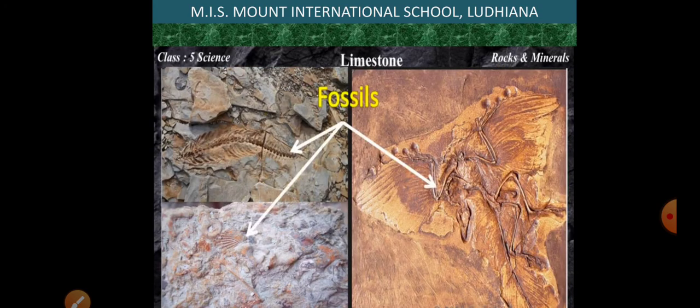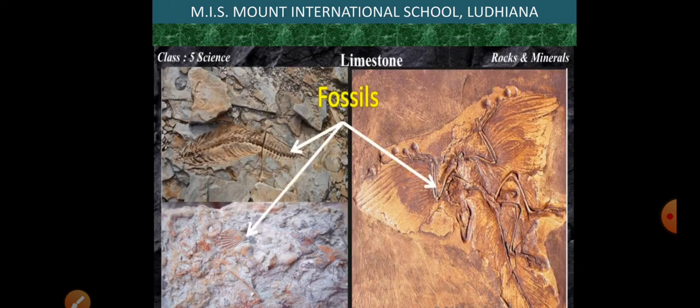So students, this is a picture which shows you how in some kinds of sedimentary rocks we get pictures of fossils also, which shows that yes, these rocks are formed by the sediments, or you can say the remains of dead animals and plants. When they get buried or pressurized by the huge rocky material, then the sedimentary rocks are formed.